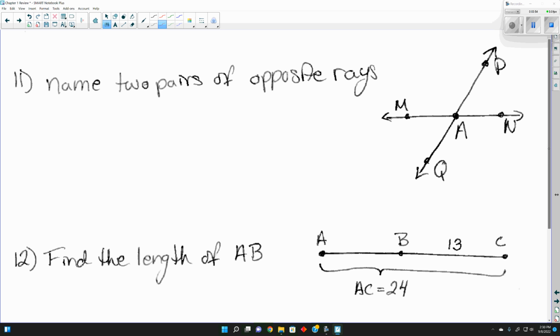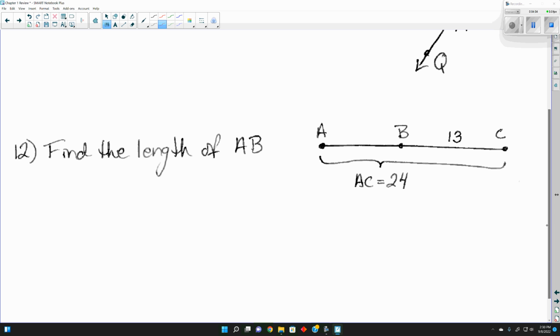Questions on 11, naming 2 pairs of opposite rays. We good with naming opposite rays? Questions on 12. Question on how to find AB. We feel comfortable with finding length AB? Because we would subtract it, yes.